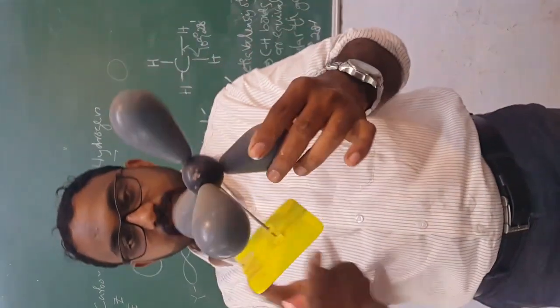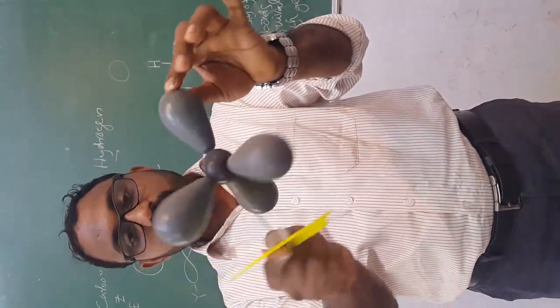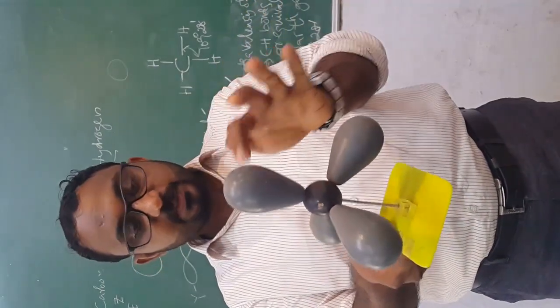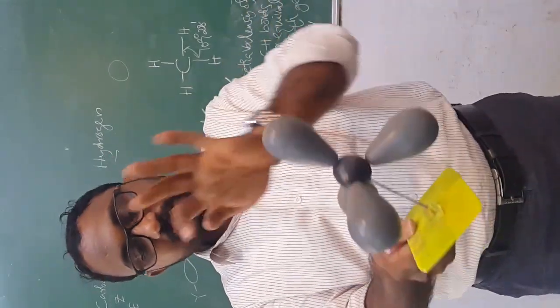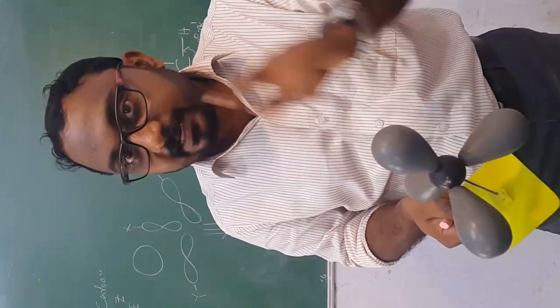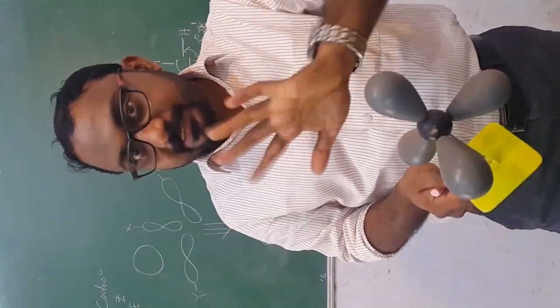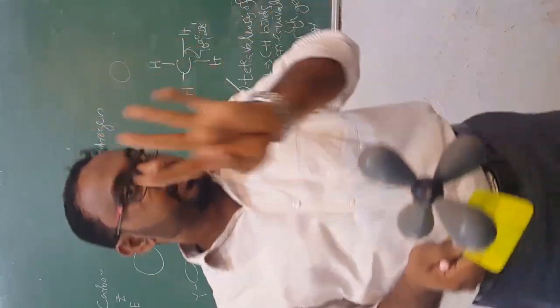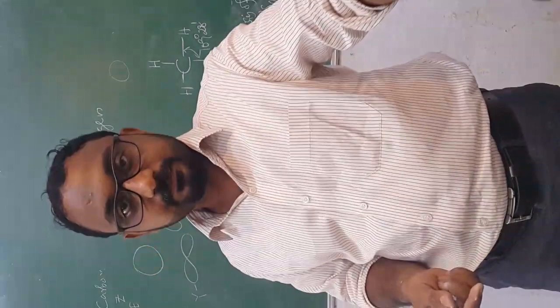Please see. 4 hybrid orbitals, bond angle will be 109 degree 28 minute, and this is 1 sp3, this is 1 sp3, this is 1 sp3, this is 1 sp3. Please understand that the 3 in sp3 is not the number of electrons, it is the number of p orbitals involved. So 3 p orbitals and 1 s orbital, totally 4 hybrid orbitals.